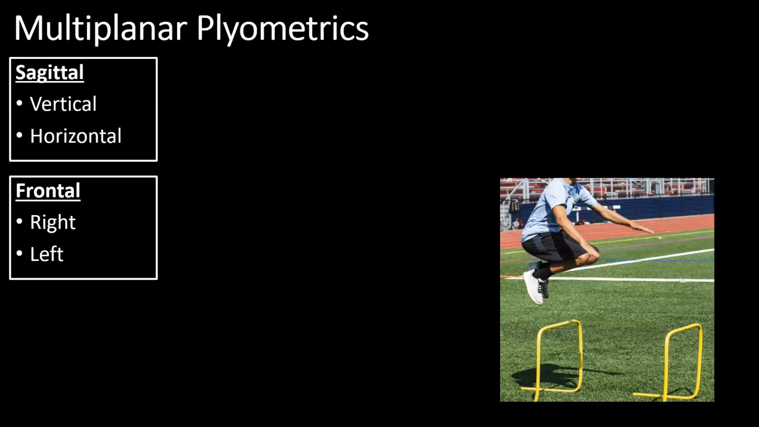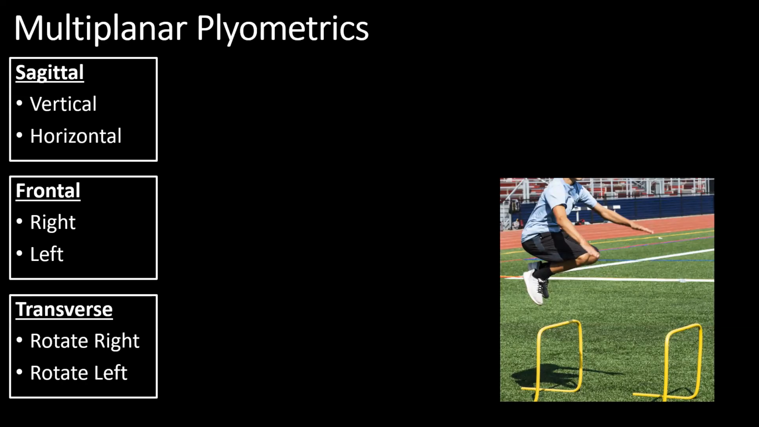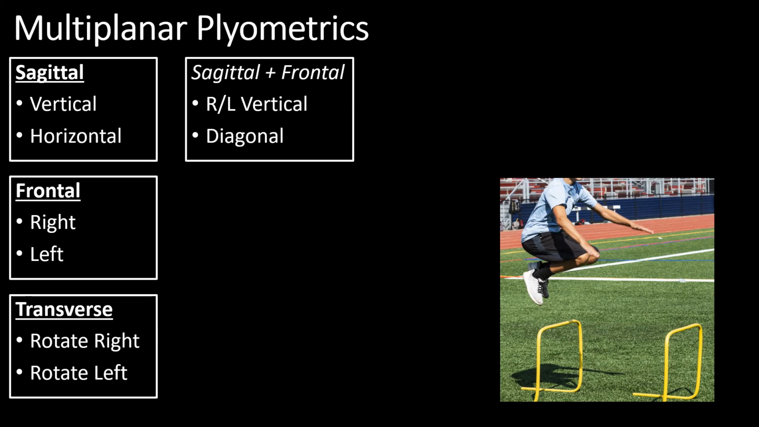That would be our frontal plane plyometrics. With a transverse plane, we are rotating right and rotating left. So leaving the ground and rotating our torso, rotating our hips to position ourselves towards the right or the left. Think of that as a 90-degree jump, a 180-degree jump, a 360-degree jump. That would be a transverse plane plyometric, especially if we're repeating those jumps.